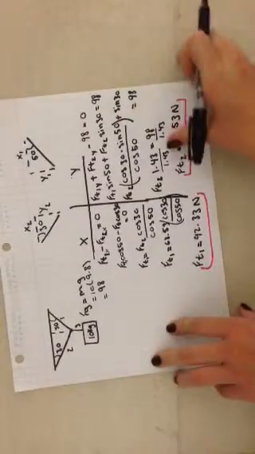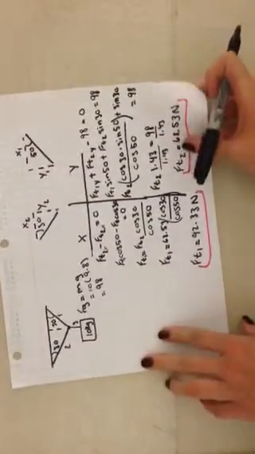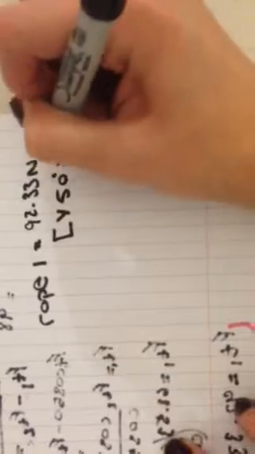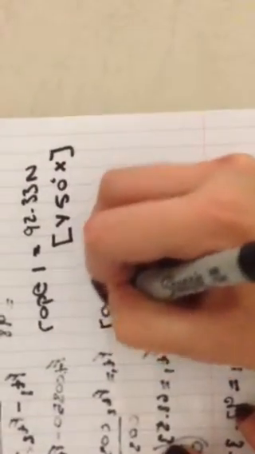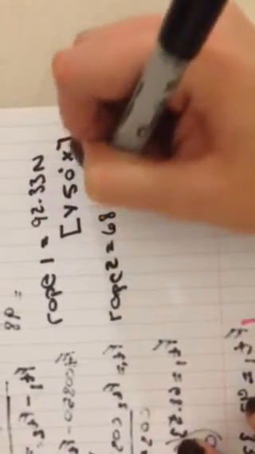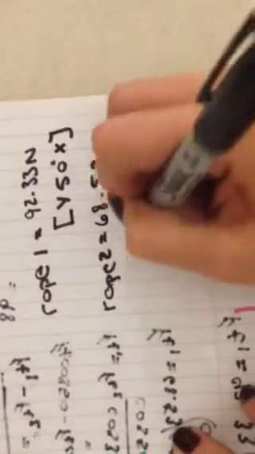So for your final answer, you must include the direction in which the tension is going. So for rope 1 it equals 92.33 newtons, and the direction is y 50 degrees x. For rope 2, it equals 68.53 newtons, y 30 degrees x.